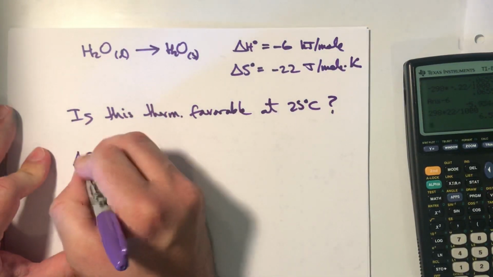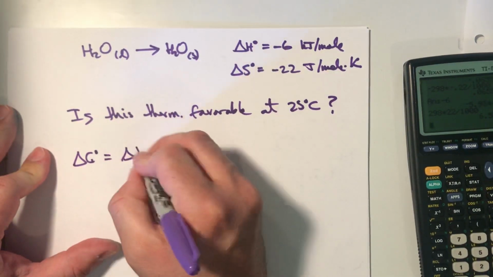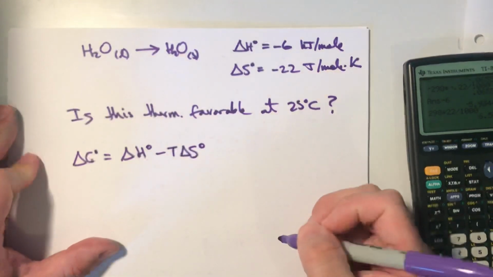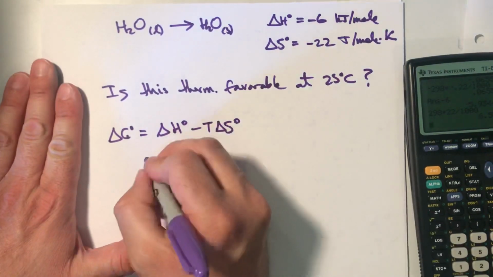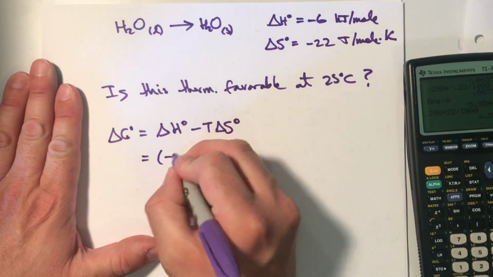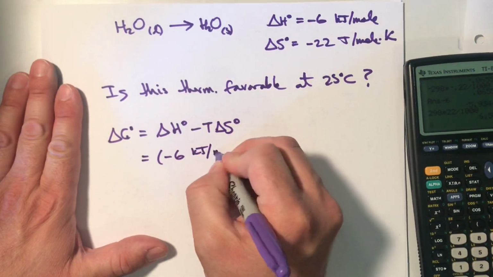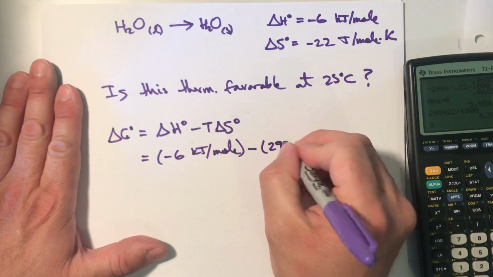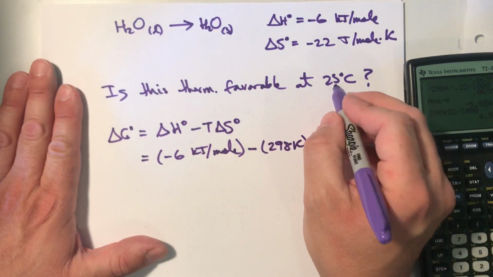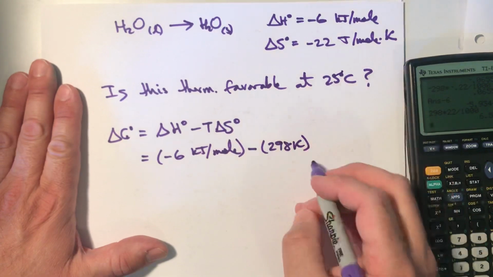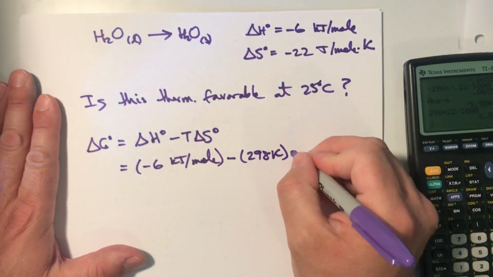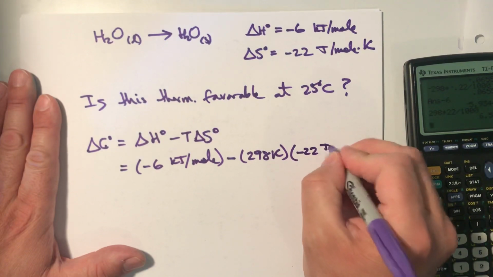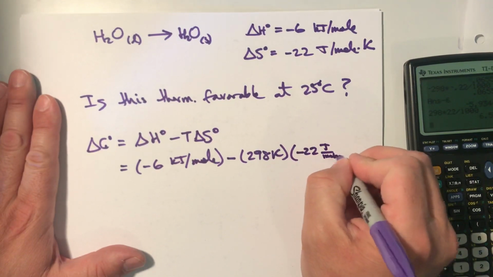So the delta G value is equal to the delta H minus the T delta S. That's the Gibbs free energy equation. And we're going to plug in our values that we've looked up ahead of time. So minus 6 kilojoules per mole minus the temperature. Remember to put this into Kelvin, so you've got to add 273 to your Celsius temperature here. And then we're going to multiply that by a negative 22 joules per mole Kelvin.